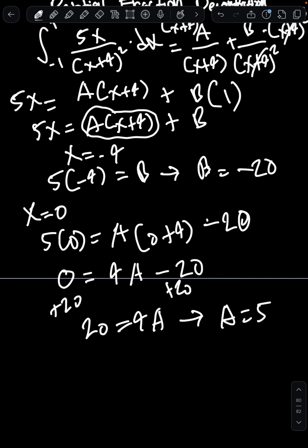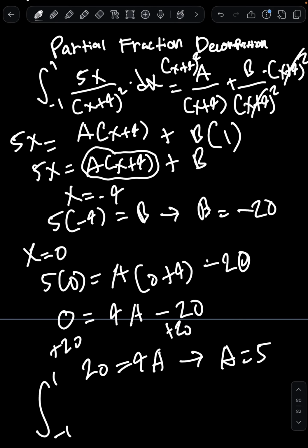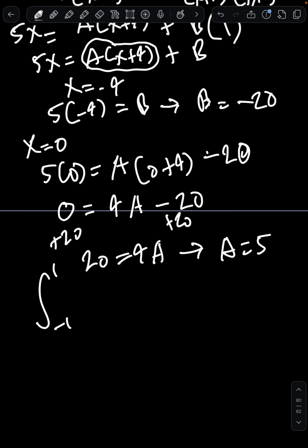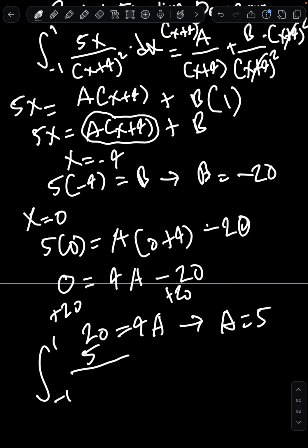Now, remember, we still had our integral up here, so we can rewrite it from -1 to 1. Our formula was a over x plus 4 plus b over (x plus 4) squared, right? So let's put in a. So we have 5 over x plus 4.